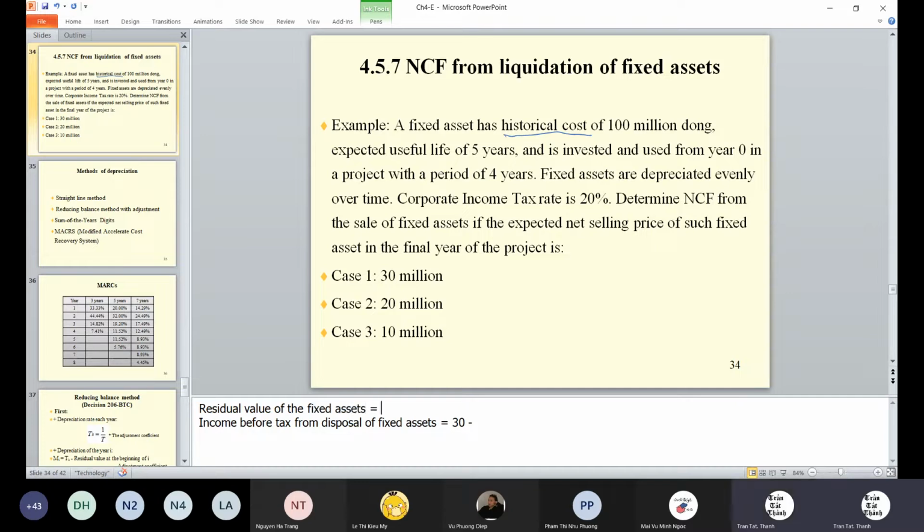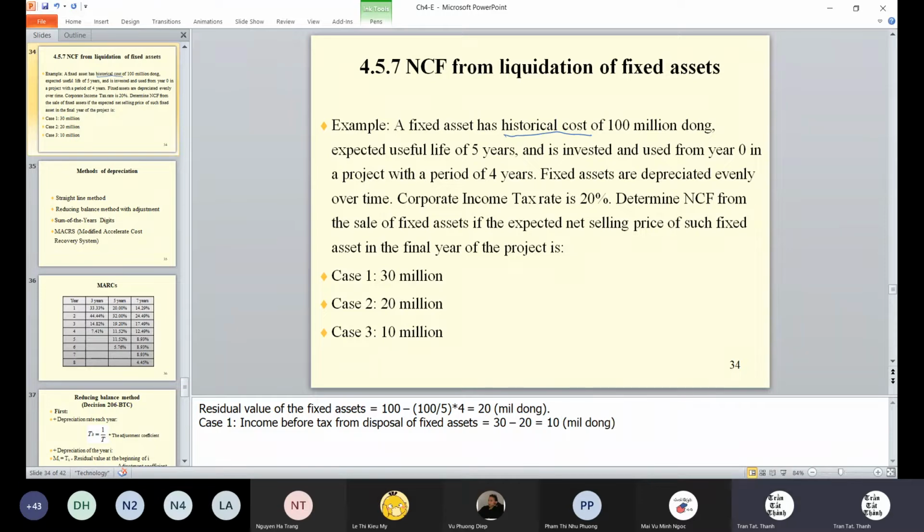It would equal to, yeah, the historical cost is 100, and you're going to use this for 5 years, so it's going to be over 5. In the project the period is 4 years, so times 4, so the residual value is going to be $20 million. That's going to be the residual value. Now we consider the first case, which is case 1. You have the income from disposal of fixed assets equal to 30 minus 20, which is $10 million.